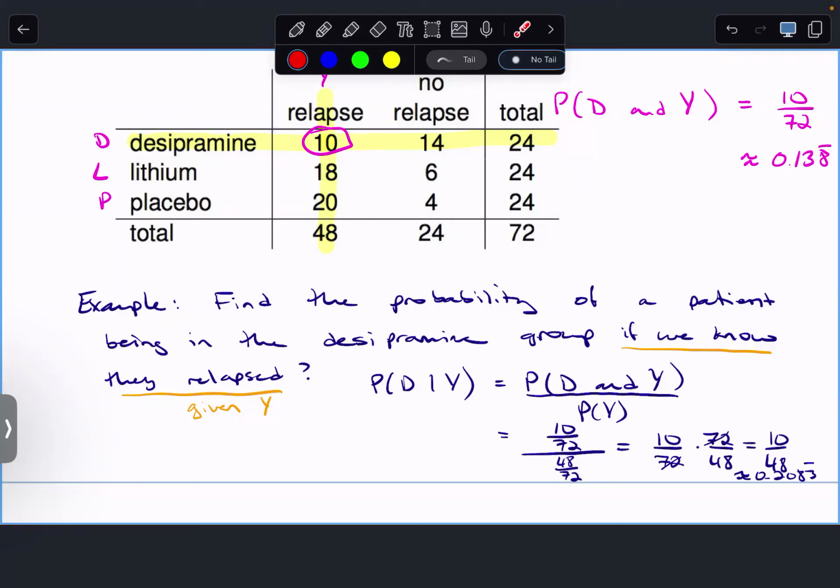But there will be scenarios where you don't have a table, and then you'll need to use the formula, right? But in general, a lot of these questions, if you have a table, then you can just look at the table, and as long as you're kind of whittling down to the group that you're given, right, then you adjust your total and you know what to do. But those are conditional probabilities, right? Conditional that they relapsed. What's the probability that they were in the desipramine group?